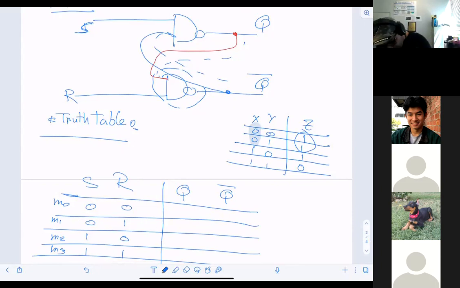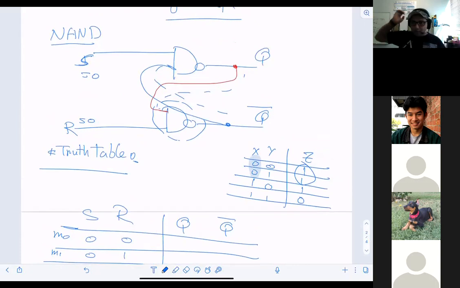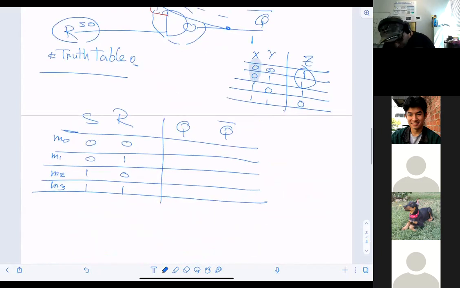So if I put here S equals 0, R equals 0, correct? One of the wires is 0, so basically my output here is 1. One of the wires is also 0, so the output here is 1, right? Is there any fundamental logical thing saying that 1 is the negation of 1? No. So that means undefined.